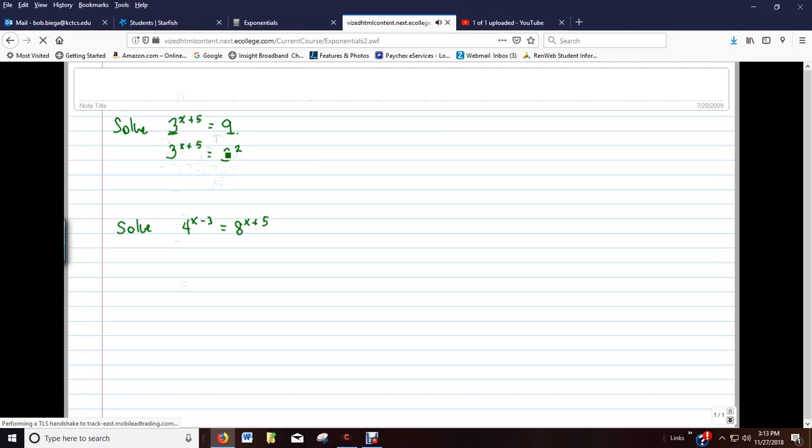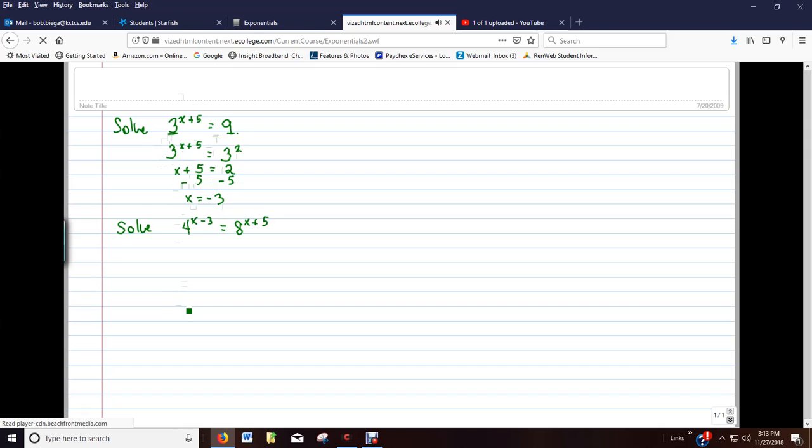And now these two bases are exactly the same, which means that these two exponents, x plus 5 and 2, have to be the same. So let's just solve that equation. Let's subtract our 5, and we get that x is negative 3.